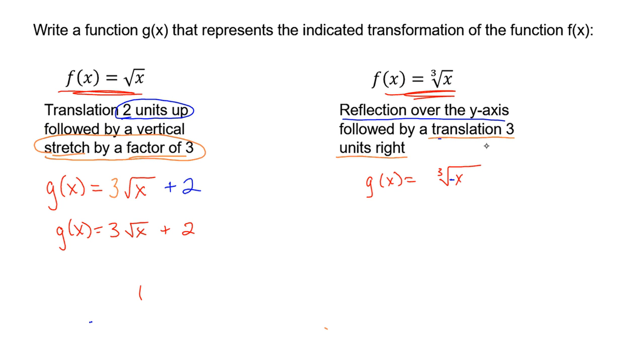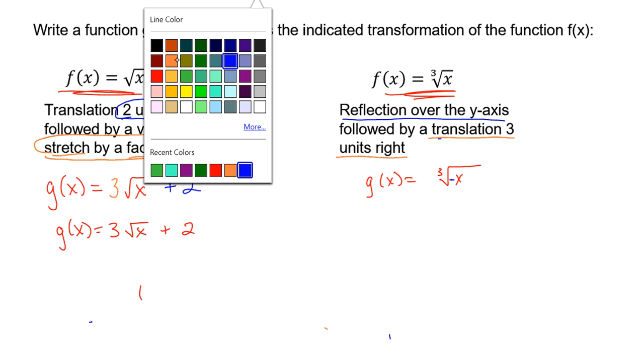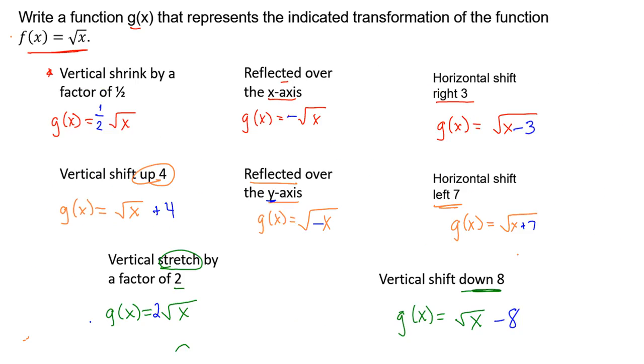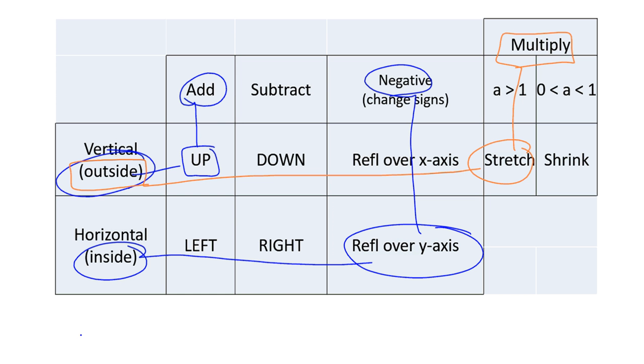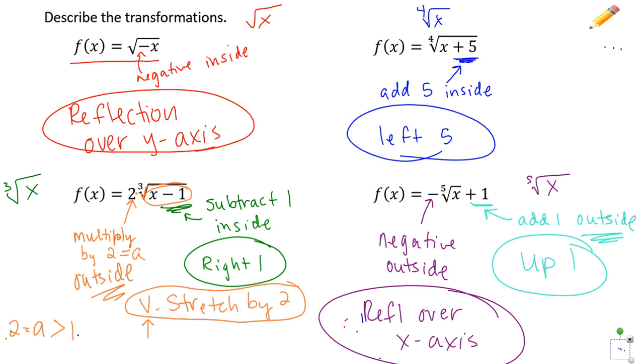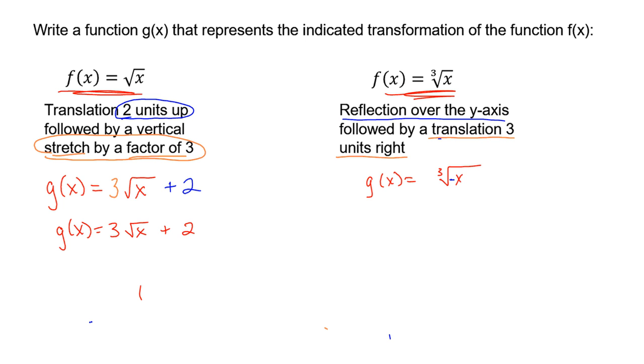Next one is 3 units to the right. Okay, cheat sheet says to the right, you subtract inside. So it would be like a minus 3 there. There's actually more to it than that, but we're going to leave it at that and not worry about it. Okay, and that would be your final function. G of x equals the cube root of negative x plus, minus 3.